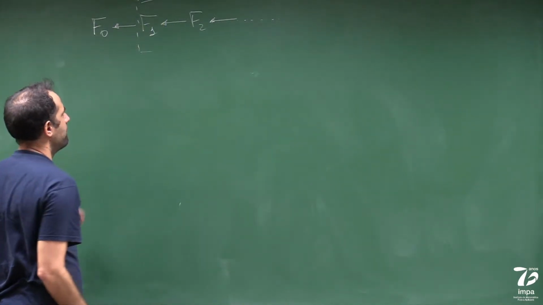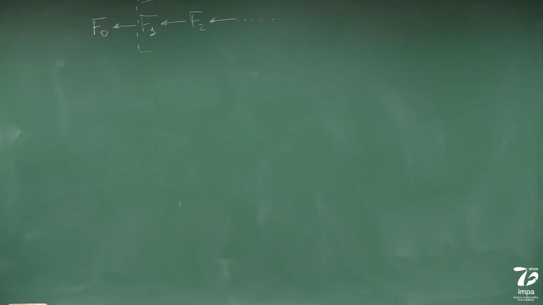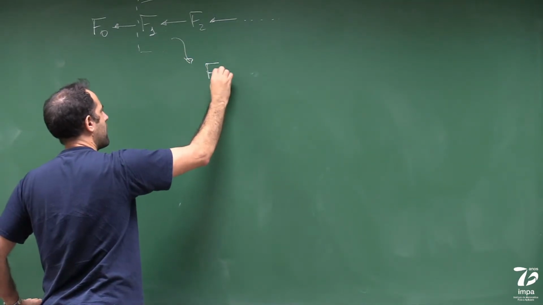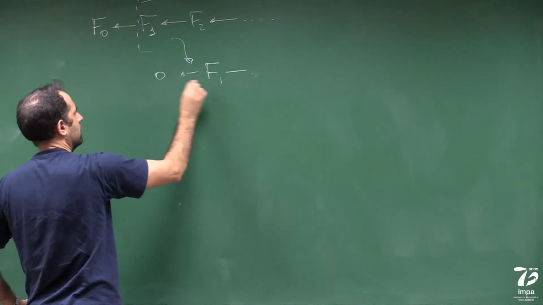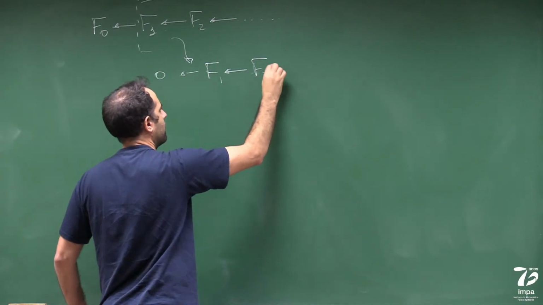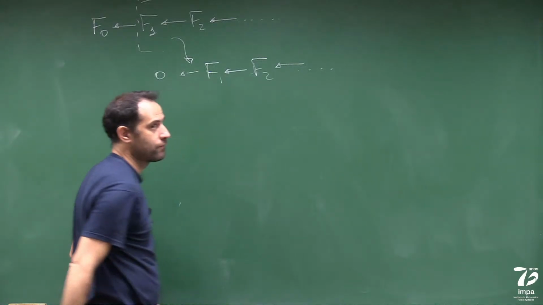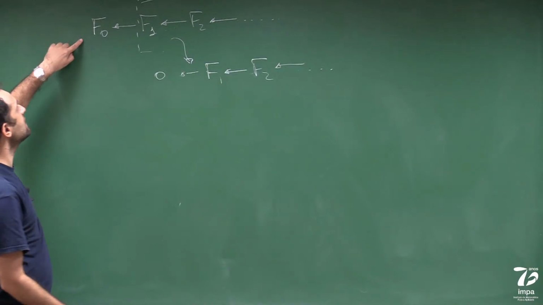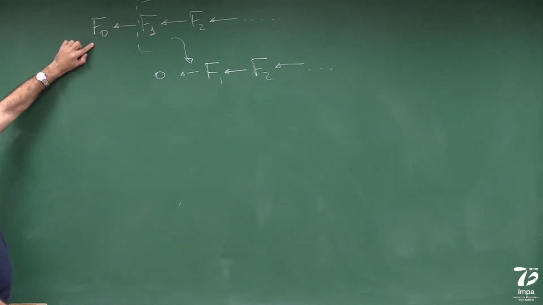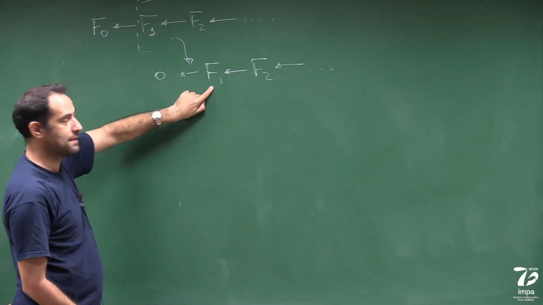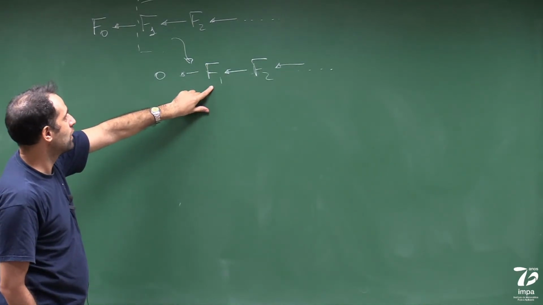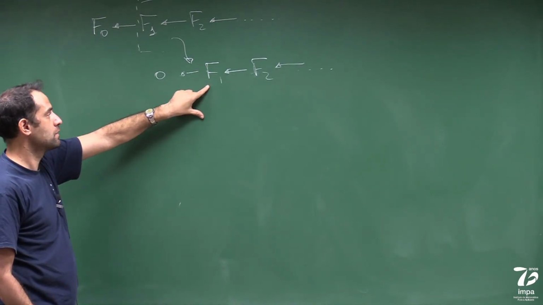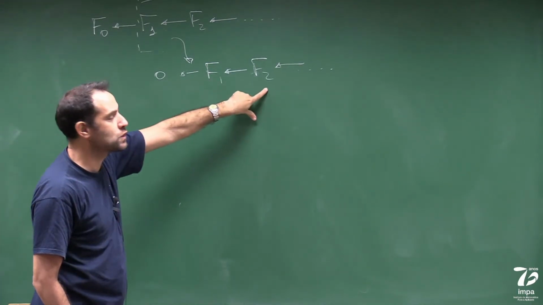And now, this is a complex. Well, this guy here was exact everywhere except at 0. Now this one is also exact everywhere except at 1. And, well, what is the homology of this complex in degree 0? Okay. So the homology of this complex in degree 0 is F1 modulo the image of F2.